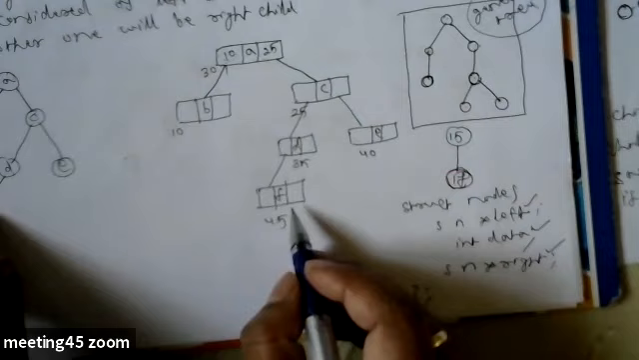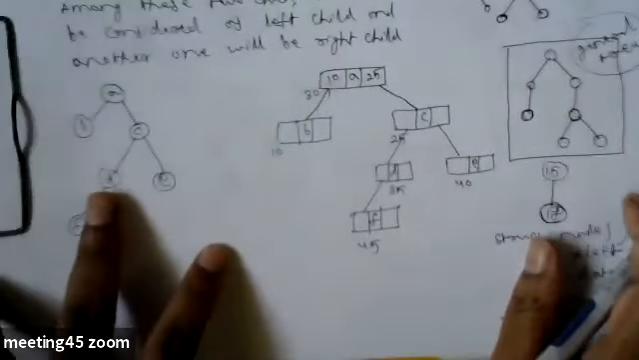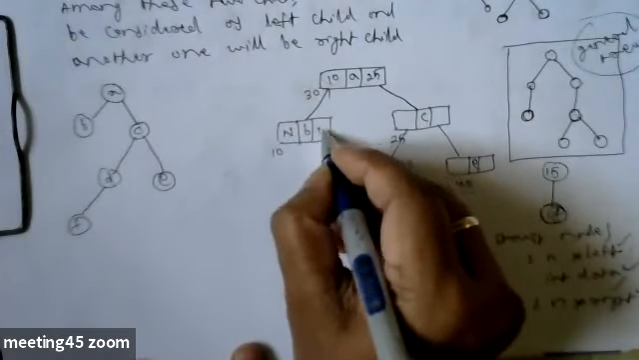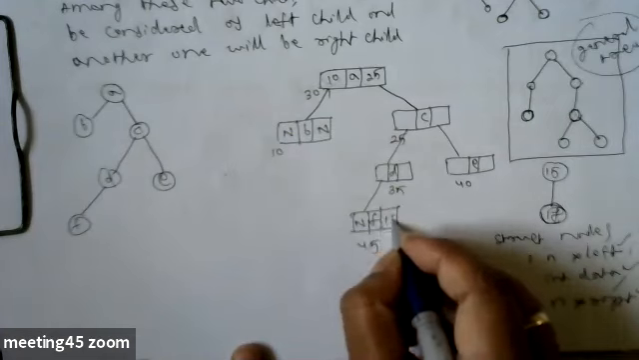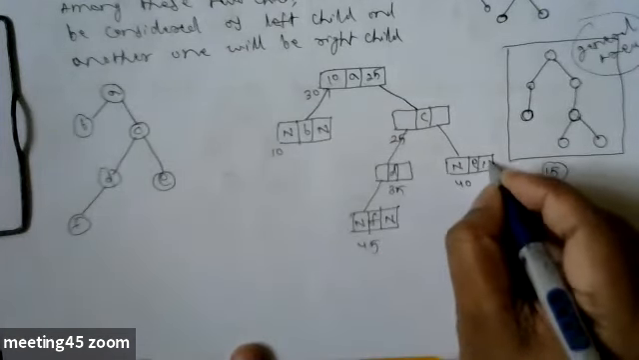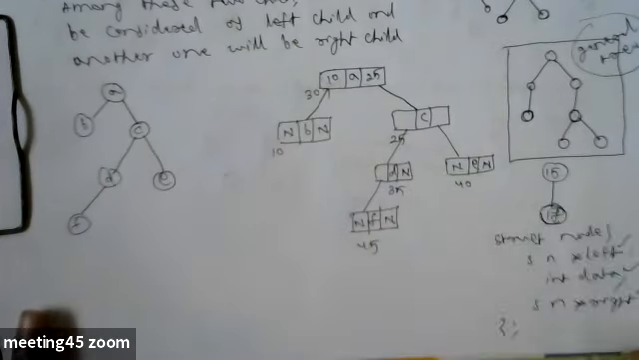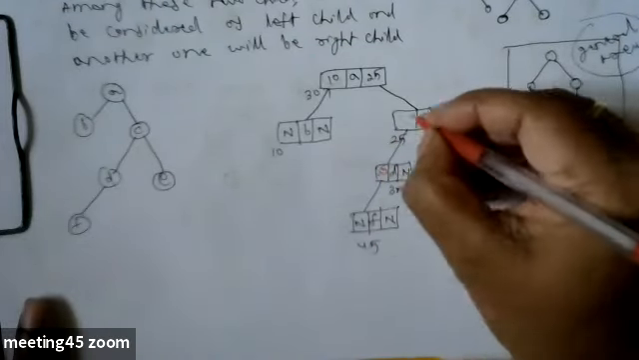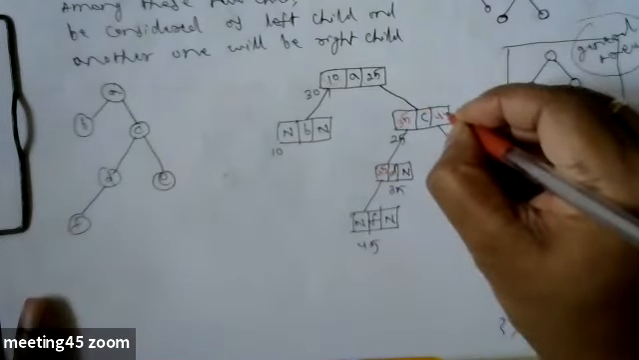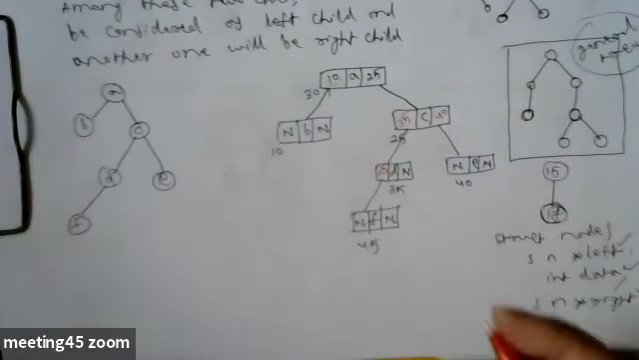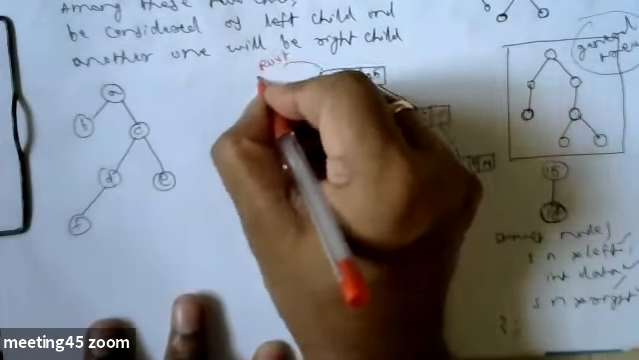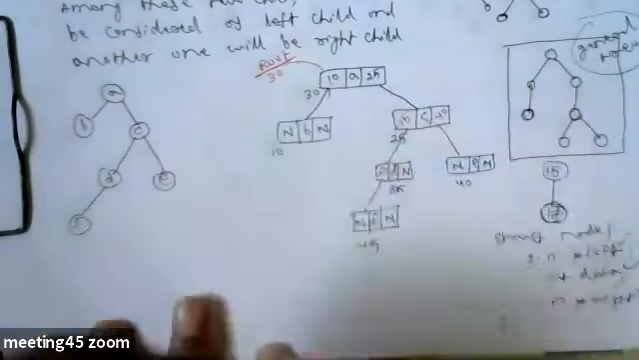Who are the leaf nodes? F, E, and B are the leaf nodes. Their pointers are null. And what is kept here? This 45 is kept here, this 35 is kept here, this 40 is kept here. That's all, I think. And who is keeping the root node? This is maintained by a pointer called root. Very simple.